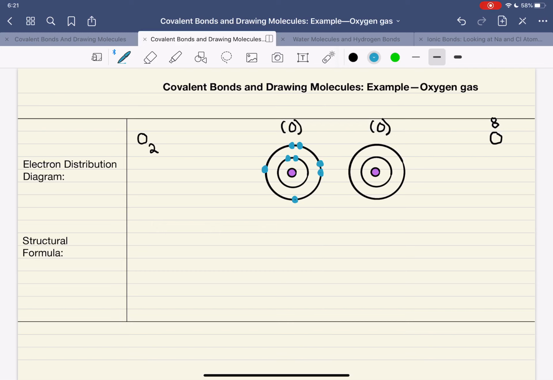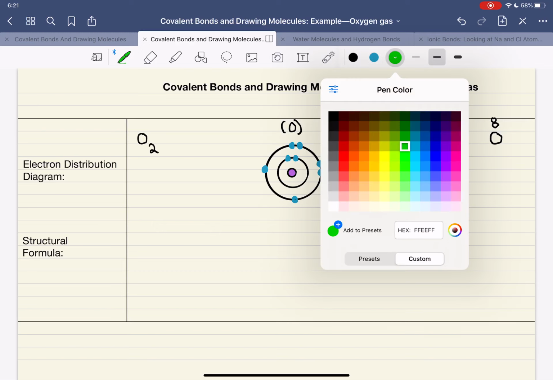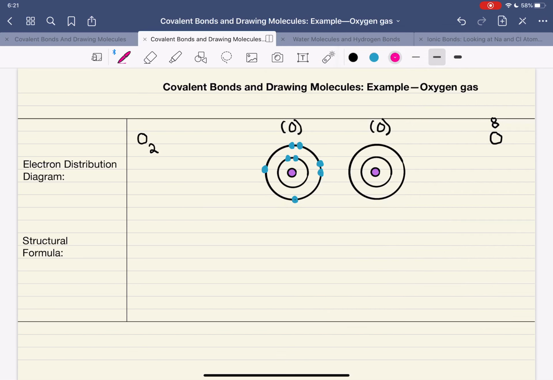And you can notice that oxygen just needs 2 more electrons to have a full valence shell. So oxygen has the tendency to form 2 covalent bonds to help it attain that full valence shell, that octet.